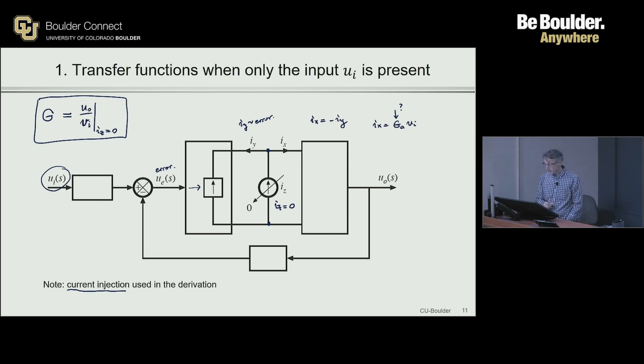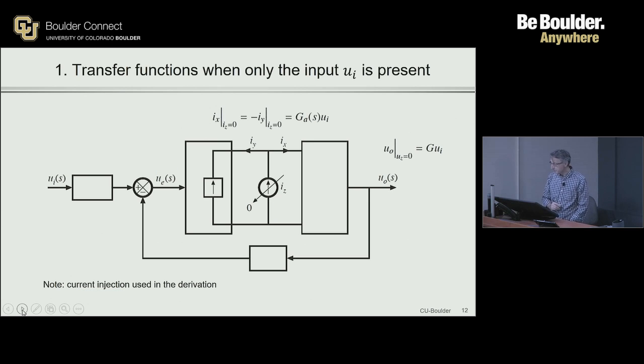Okay. Right, so here's the summary of what we have so far. We have IX is equal to negative IY is equal to some GA function, where we don't know what GA is right now. And we have U output under the condition that the injection is set to 0 is equal to G times U input. Very simple. This is just really restating the properties of the system when there is no injection present whatsoever.